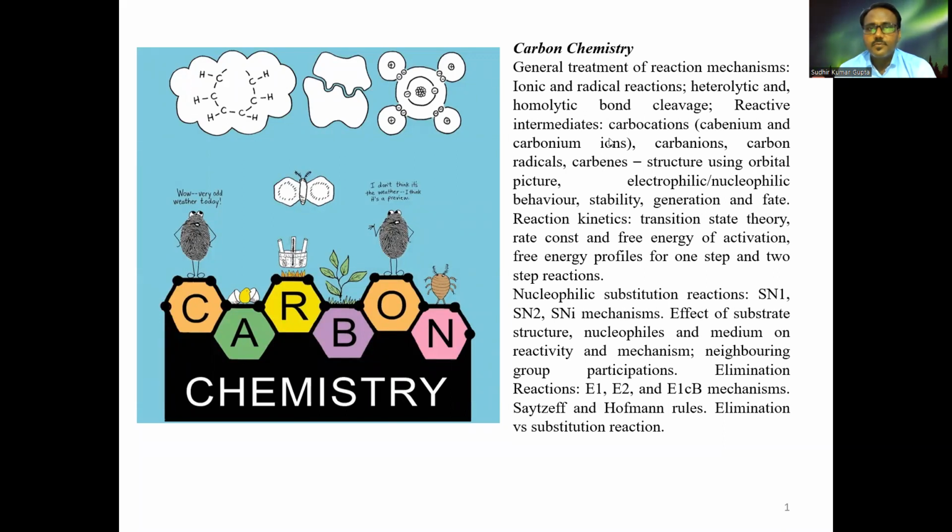Hello students, we are here today to discuss the fifth unit, that is carbon chemistry, where we will discuss homolytic and heterolytic cleavages and the kinds of reaction intermediates formed during them, such as carbocations, carbanions, carbon radicals, and carbenes. What is their general structure, hybridization? Then we'll move towards the electrophilic and nucleophilic behaviors, their stability, generation, and the kinds of reactions they undergo.